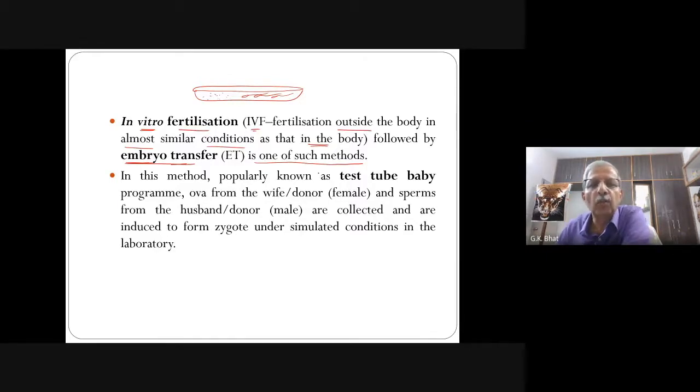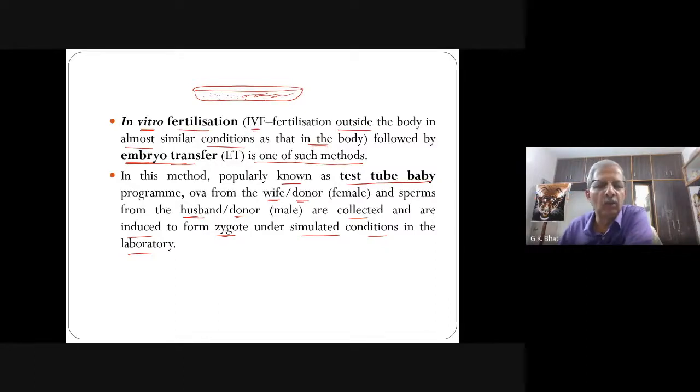In this method, popularly known as the test tube baby program, ova from the wife (or, if her ova are not proper, from another donor) and sperms from the husband (or, if his sperms are not proper, from a donor) are collected and induced to form a zygote under simulated conditions in the laboratory. In the laboratory, the sperms and ova are made to meet each other and form the zygote.